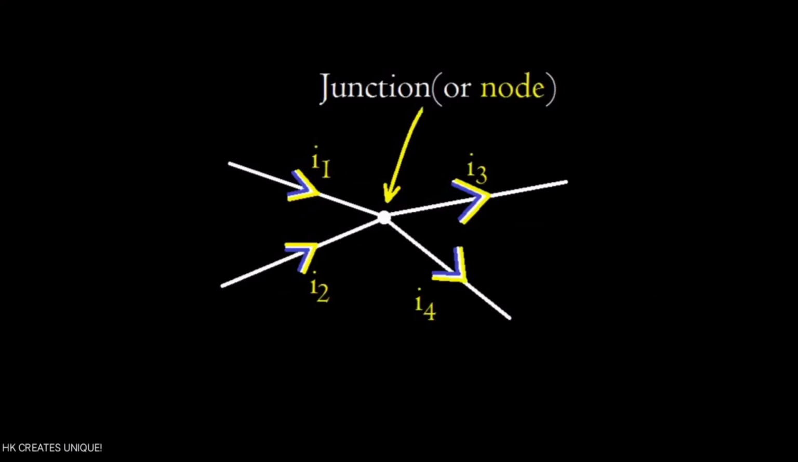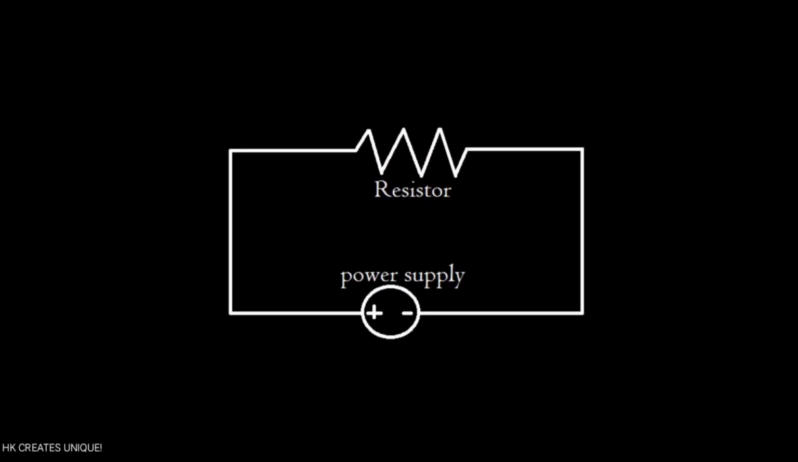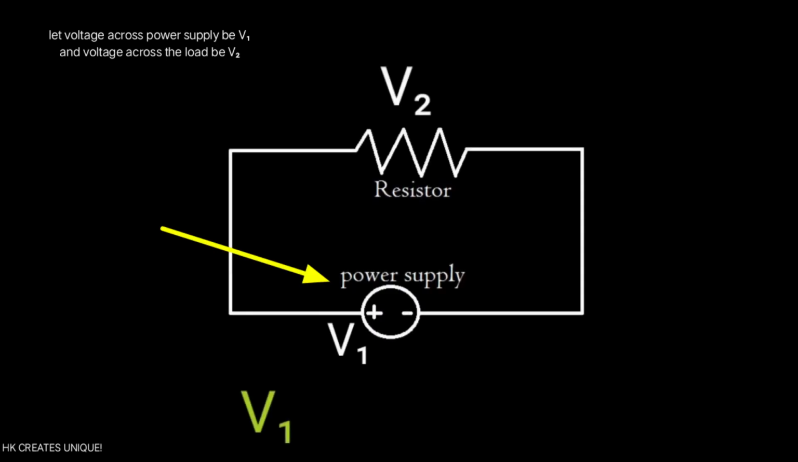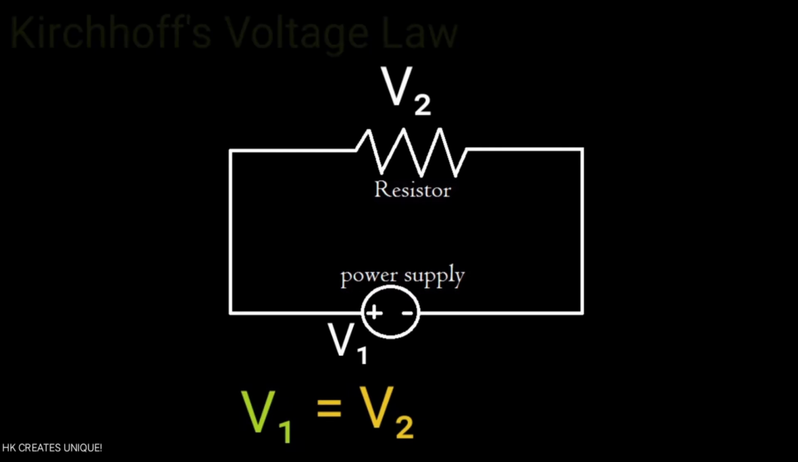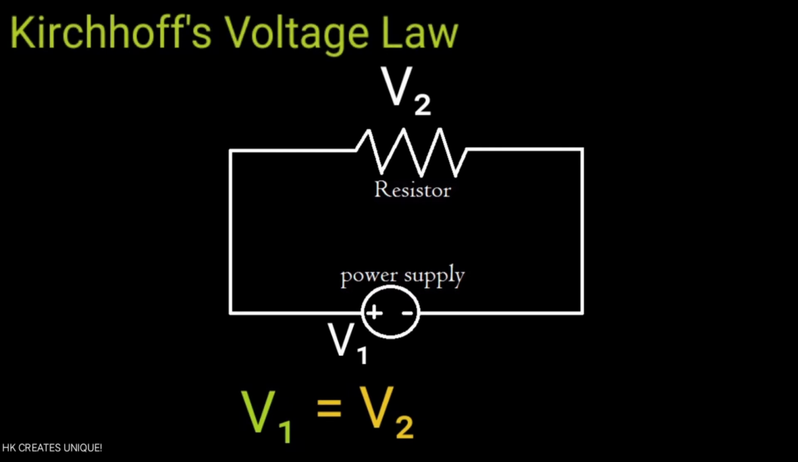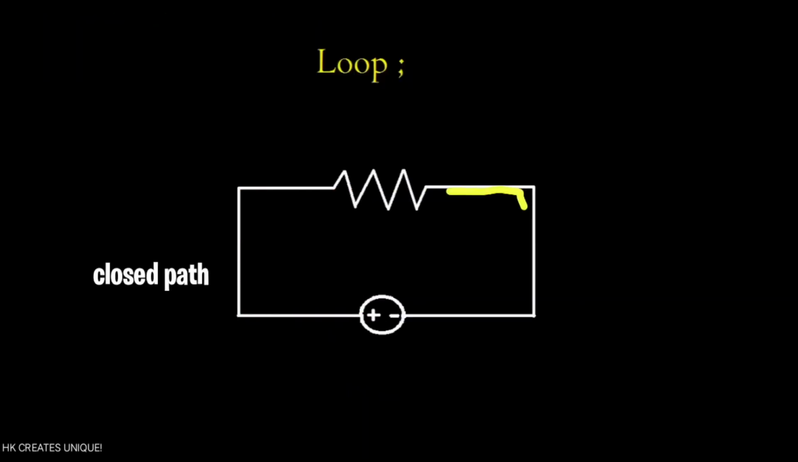In my Kirchhoff's current law video, I told you that in a circuit, if there is a junction, the total current entering the junction will be equal to the total current leaving the junction. But in case of voltage in a circuit, total power supply voltage equals total load voltage in a closed loop. And this is Kirchhoff's voltage law. Here, closed loop means any closed path in a circuit.